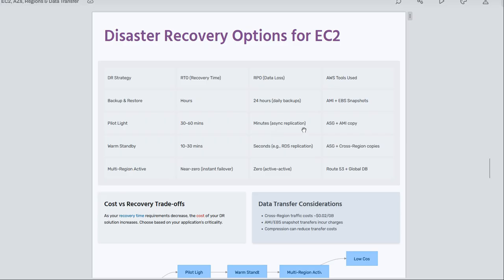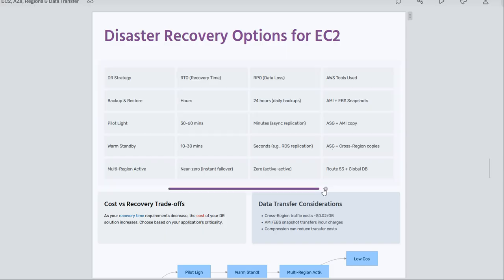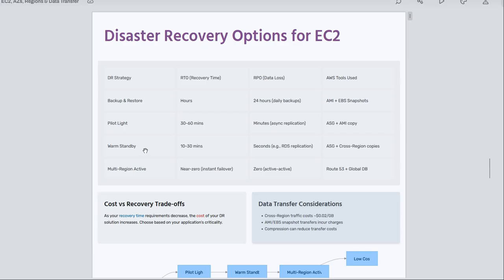Asynchronous replication, right? So here you can use auto scaling group plus AMI copy, that means Amazon Machine Image copy, to restore. Warm standby is 10 to 30 minutes, and RPO is seconds, with RDS replication. So you need to use auto scaling group plus cross-region copies for restore in this disaster recovery option.